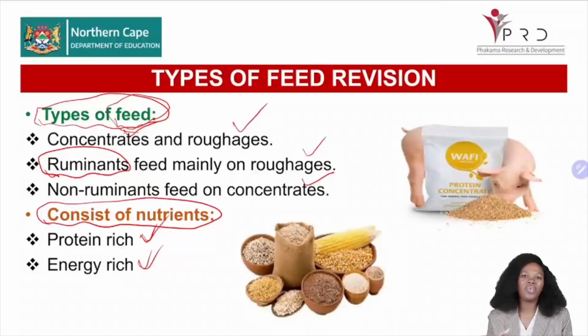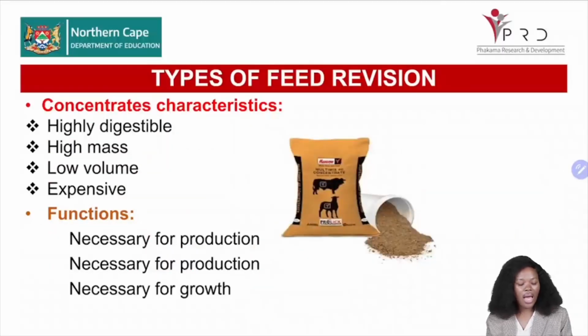Each and every feed contains nutrients. The main ones that we are looking at are proteins, carbohydrates and fats. A feed that contains more protein is protein rich, and a feed that contains more energy, that contains more carbohydrates and fats, is energy rich. Now, let us look at the concentrates.